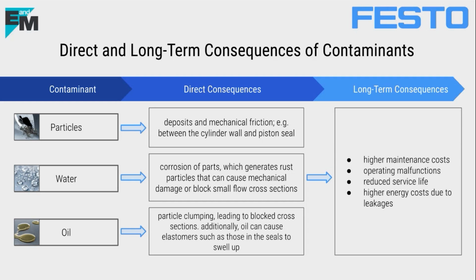And then rust will cause mechanical damage or block small flow cross sections. And finally, the last contaminant is oil, which can lead to particle clumping and can also block cross sections. And then oil can also cause elastomers in the seals to swell up.